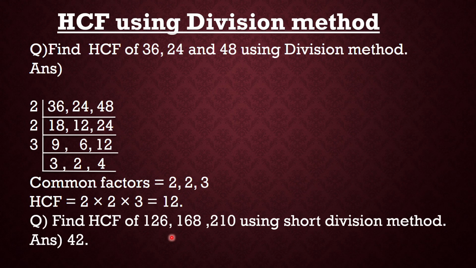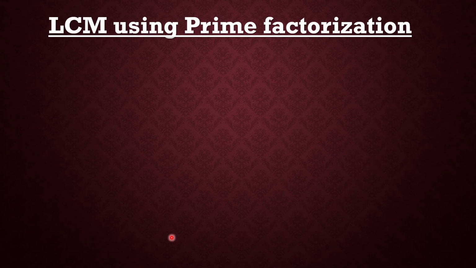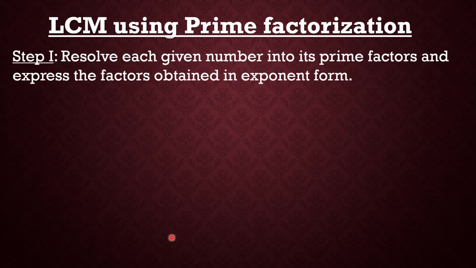Next we'll go to LCM. So far we have seen how to find the HCF using prime factorization and the short division method. Now we are going to see how to find the LCM using prime factorization. It's just similar to HCF.